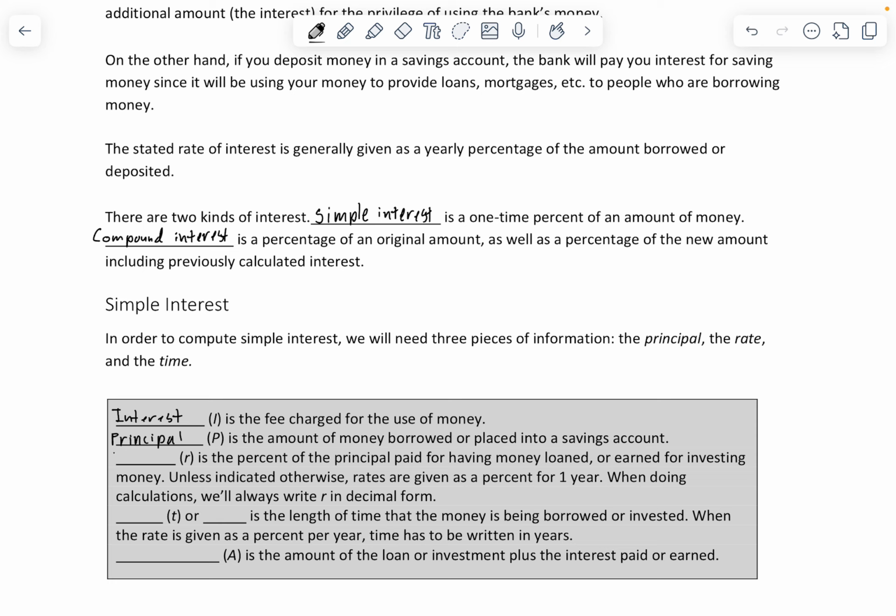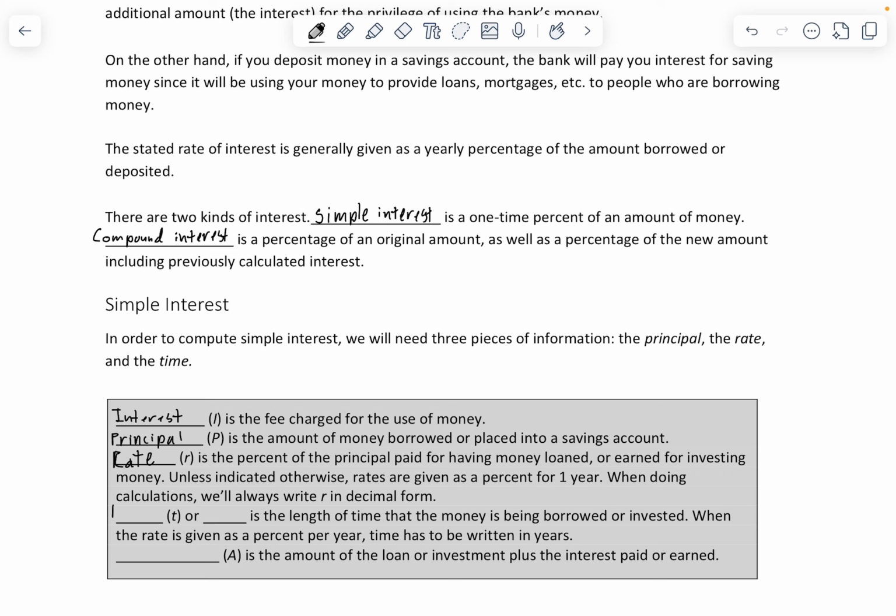The rate, sometimes also called just the interest rate, is the percent of the principal paid for having money loaned or earned for investing money. Unless otherwise indicated, rates are given as a percent for 1 year. When doing calculations, we'll always write the rate in decimal form. We use a lowercase r to represent the rate in our equation.